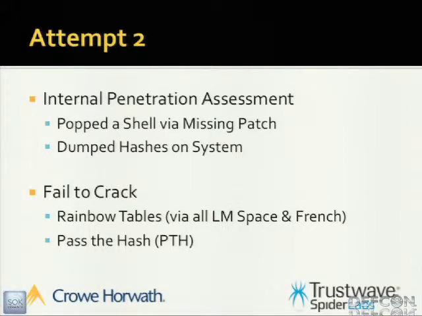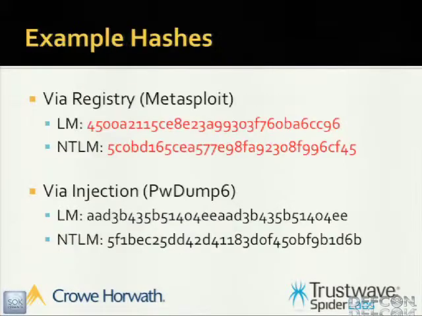So at this point, I'm on the system, and I'm thinking to myself, it's got to be the tools I'm using. Like, I don't understand why this isn't working. So I figure I'm going to fight the good fight with AV, kill AV, and use my old standby, pwdump 6, and inject into memory and see what happens. Turns out I get completely different hashes.